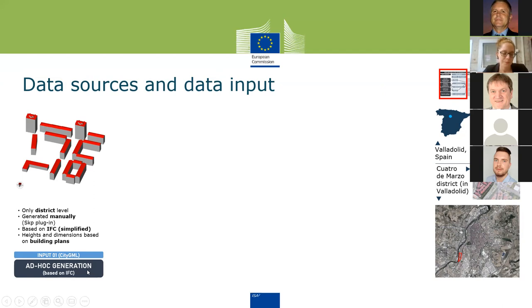First of all, one ad hoc generation of models. This was a model of part of the district of Cuatro de Marzo, which was developed manually by using one SketchUp plugin. It was done for another project, so the aims were different, but we also used it here. It was developed at the beginning based on heights and dimensions from building plans, so the reliability of the model was quite high.